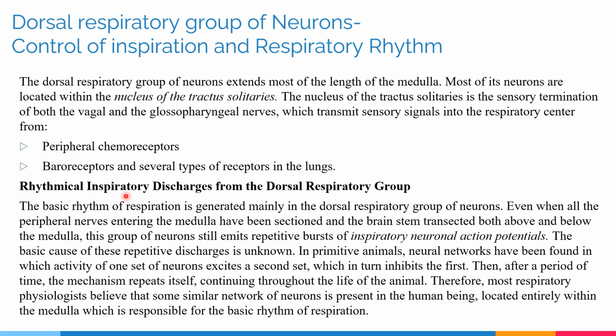Next, we look into the rhythmical inspiratory discharges from the dorsal respiratory group. The basic rhythm of respiration is generally maintained in the dorsal respiratory group of neurons. Even when all the peripheral nerves entering the medulla have been sectioned and the brainstem transected both above and below the medulla, this group of neurons still emits repetitive bursts of inspiratory neuronal action potentials. Thus, these particular dorsal respiratory group of neurons will keep firing even though they have been isolated from the entirety of the brain.